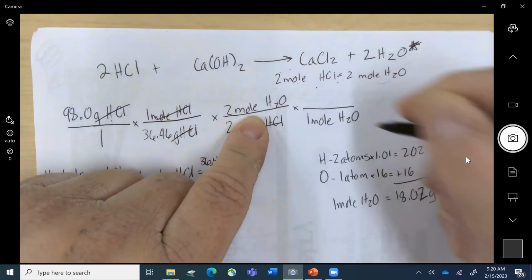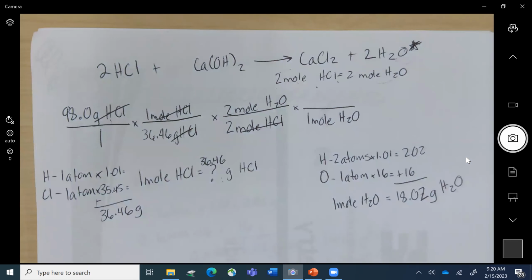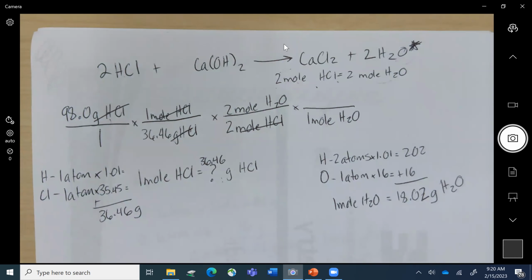Mole of H2O would have to go on the bottom to cancel, just like unit conversions, right? That has not changed. Oh boy, I got a lot of questions now. What'd I do?